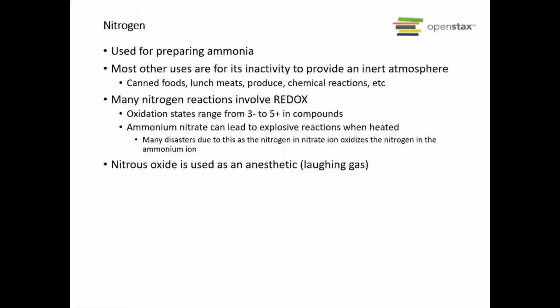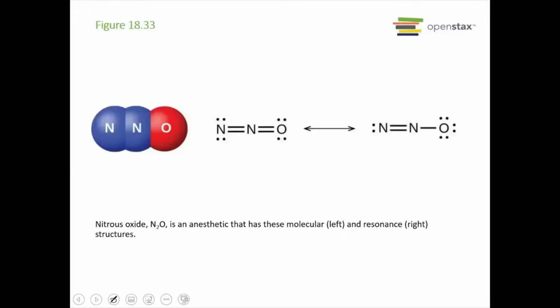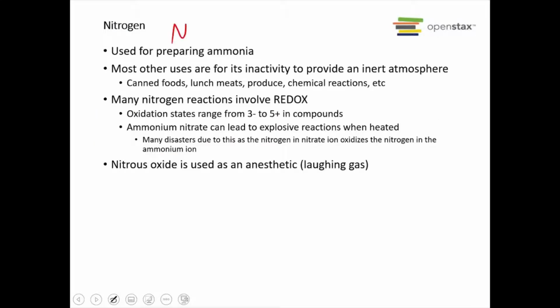Some uses for nitrogen gas, and we're talking about N2 right now. Remember, nitrogen is a diatomic gas, and it's at room temperature. It is used often for preparing ammonia, which is NH3. Most other uses for it are generally due to its inactivity, so you can have an inert atmosphere. So canned foods, lunch meats, produce, and chemical reactions that need to be done in the absence of oxygen, for instance, nitrogen is very commonly used to make those atmospheres.